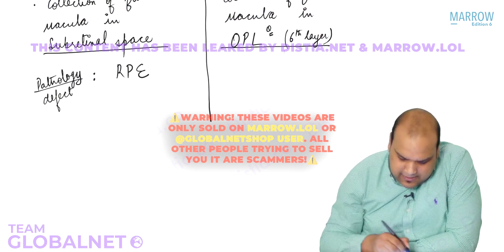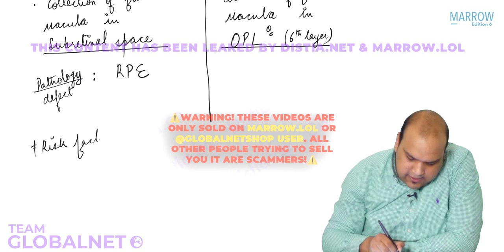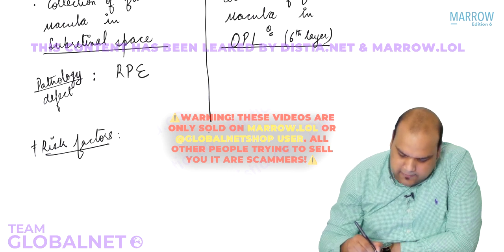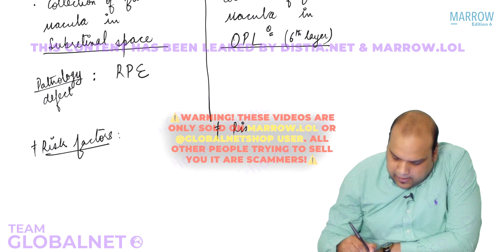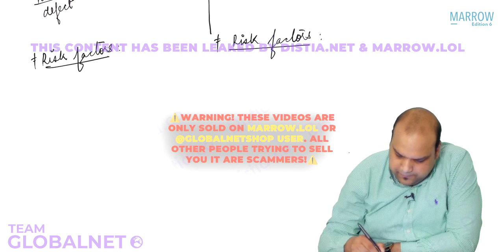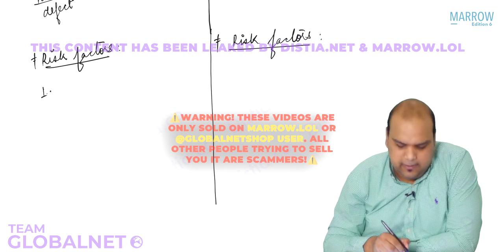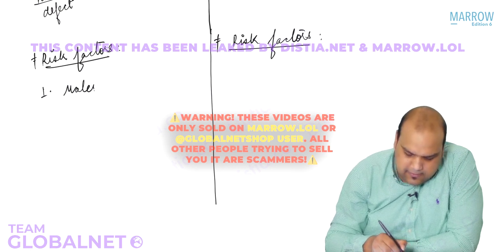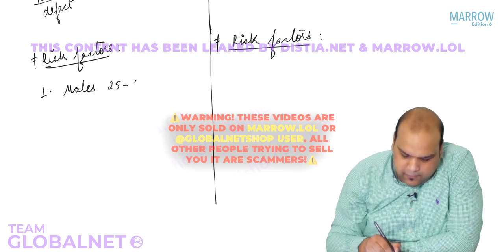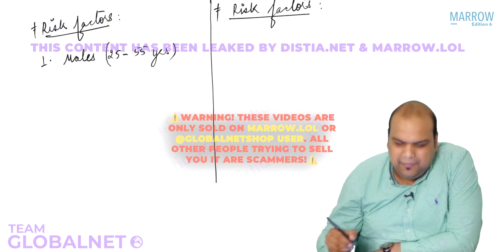Now, let's see what are the risk factors for each of these two conditions. Risk factors for CSR and risk factors for CME, guys. Okay? Risk factors for CSR. Number 1, everybody. Males, 25 to 55 years of age. So we can say relatively young males.